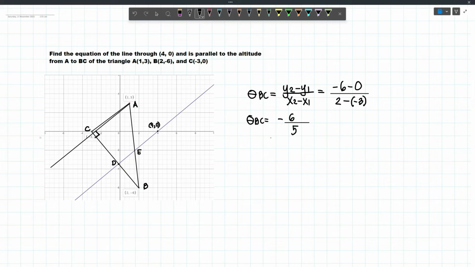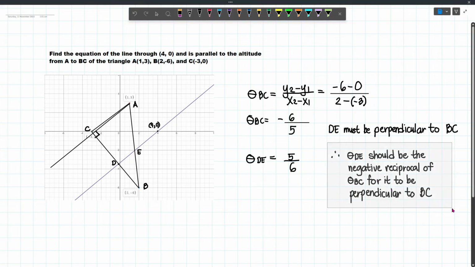Now, in order to get the slope of a perpendicular line to BC, we need to get the negative reciprocal of this one. And so the slope of this line, let's just say that's DE, will be equal to 5 over 6. Again, that's the negative reciprocal of this one. This is the concept that we are dealing with. The slope of DE should be the negative reciprocal of BC so that it will be perpendicular to BC.